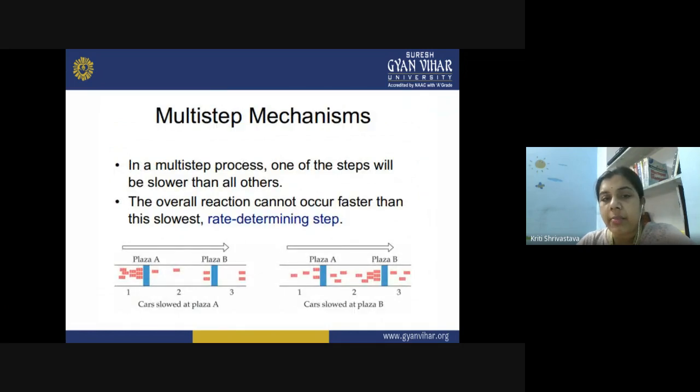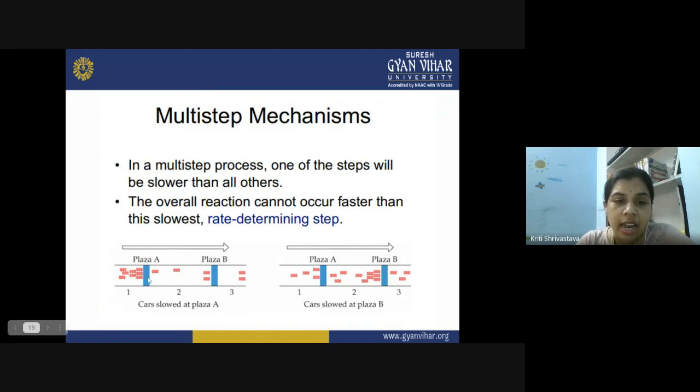For a multi-step mechanism, one of the steps will be slower than the others, and the overall reaction cannot be faster than the slowest step. So we consider it as the rate determining step, or RDS. Let us take an example here.